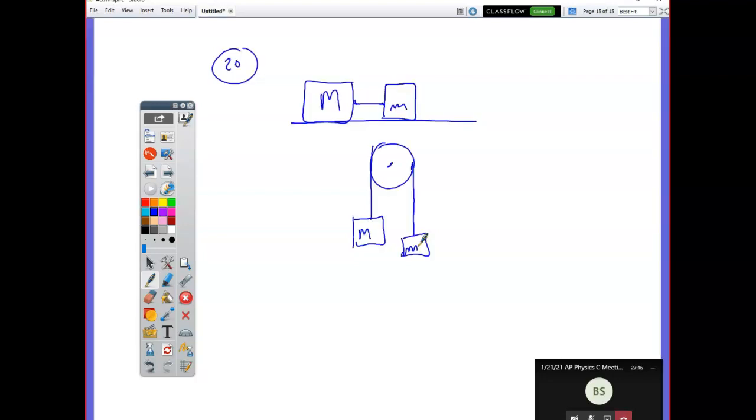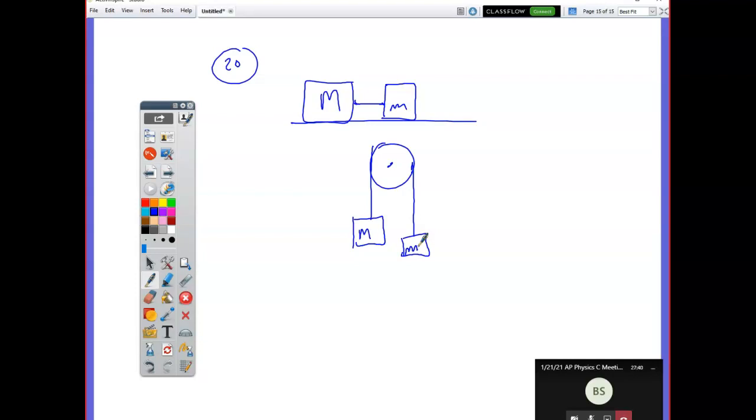What's the acceleration of block mass M? Oh, come on, you can do this problem. Okay, so this is what we do. Want to find acceleration? What are we talking about? Are we talking about energy? No. Are we talking about momentum? No. Are we talking about forces? Yeah. Okay, let's talk about forces.